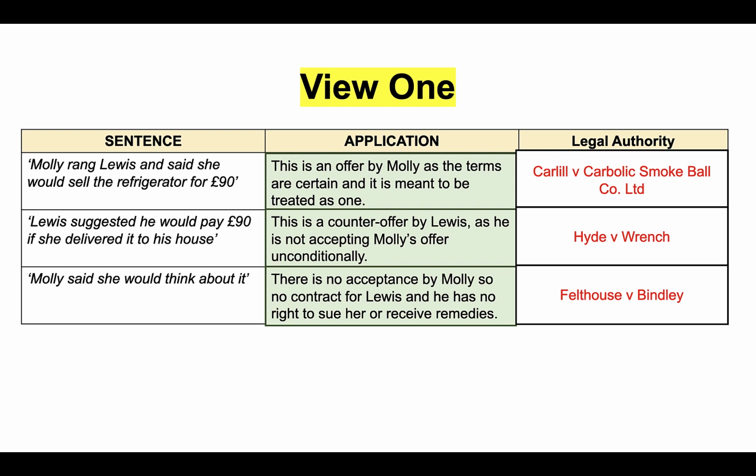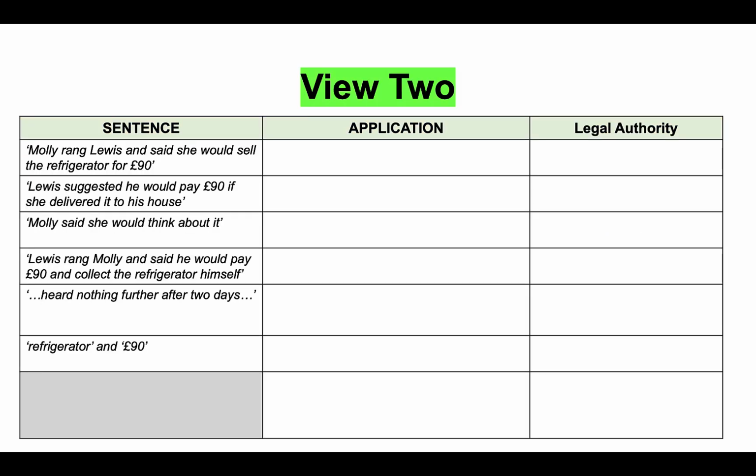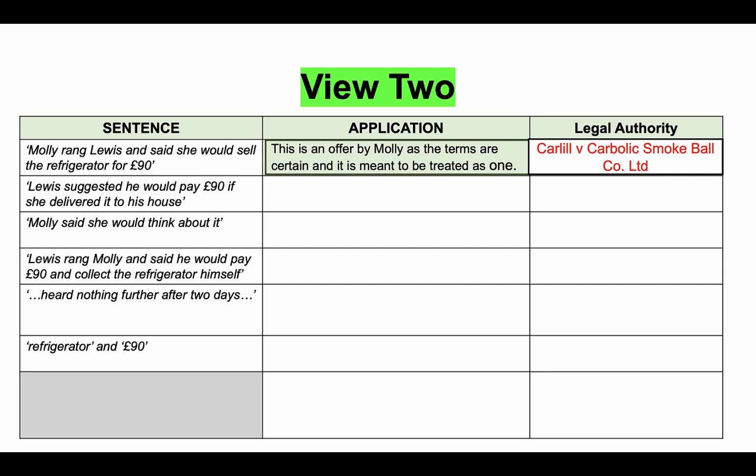Now, that is not the end of it, because, as I said, view 2, interpretations, and the examiner would be expecting you to discuss both on the other side, because otherwise, as I say, it would be a very short question, wouldn't it? But on the other side, if we start with, again, Molly rang Lewis, still an offer, still the same case, but Lewis suggested he'd pay 90 if she delivered it to his house.